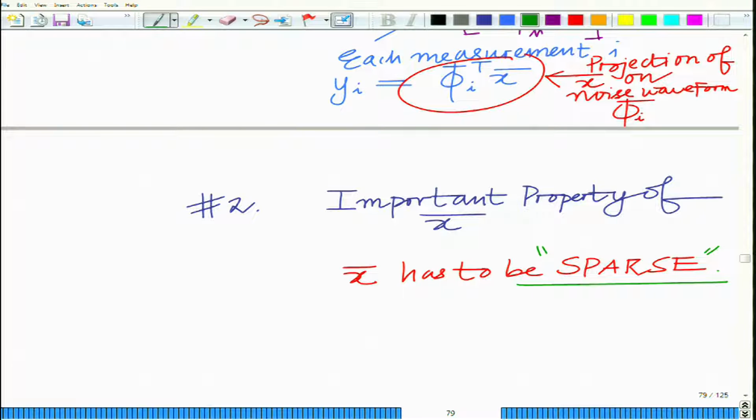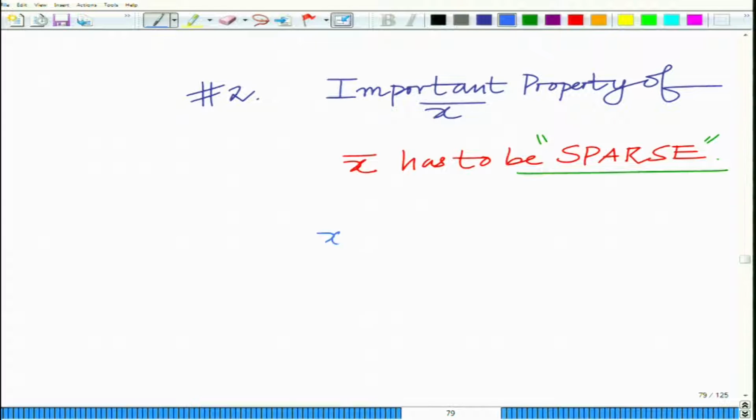Remember, when we say an area is sparsely populated, it means that there are very few people in that area. Sparse implies very few of that object. If a country is sparsely populated, there are very few people in it. Now, x bar is sparse implies, very simply, that a large number of entries of x bar are 0, only very few entries are non-zero.